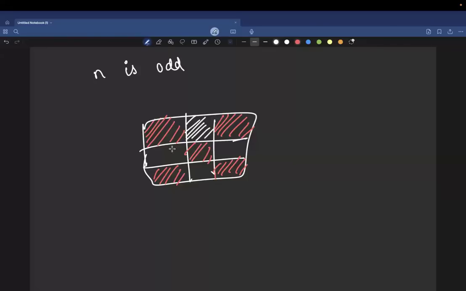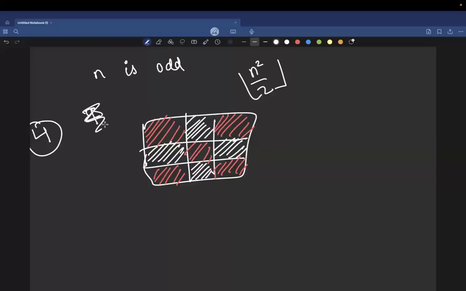And for the other ones, you can't color them black because they would be adjacent to the black cells, right? So here we are able to color more than half of the cells. Like we had to color this many cells as black, which in this case would be 4 black and 5 white, right?